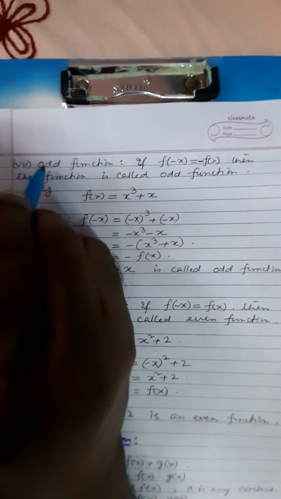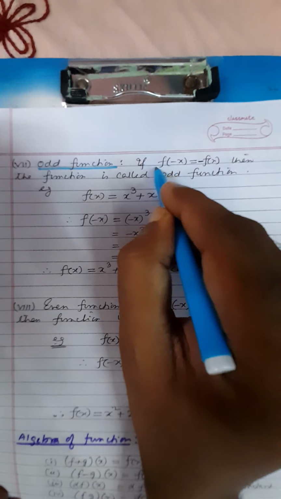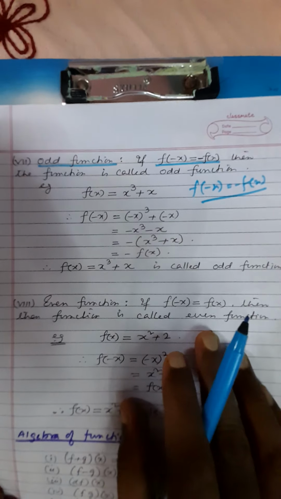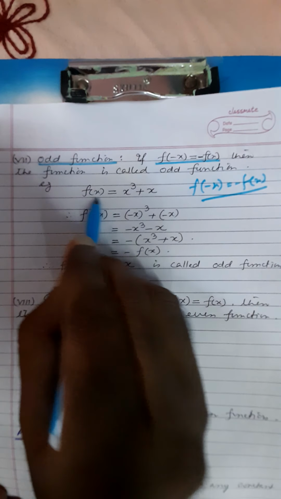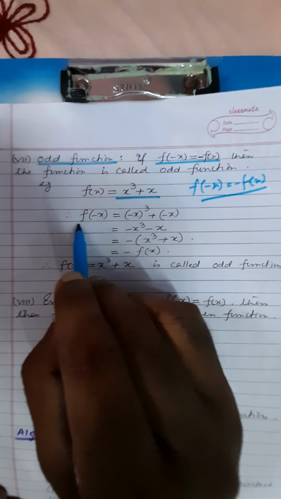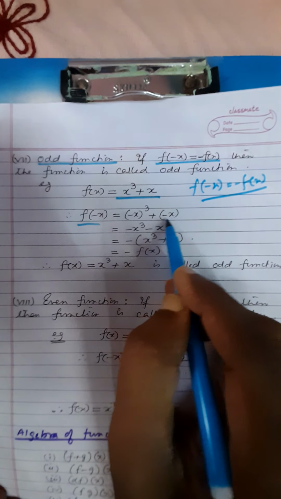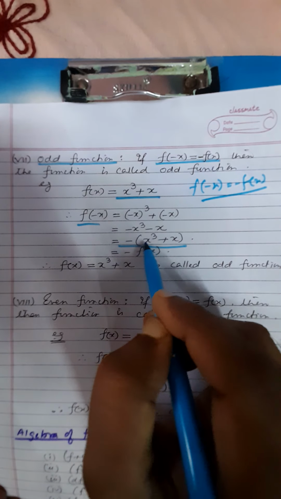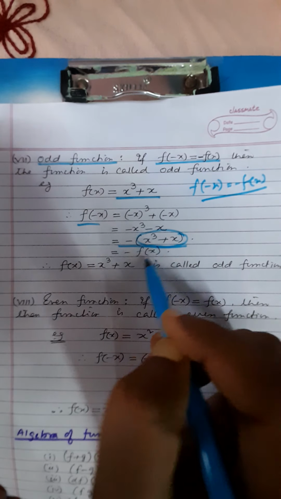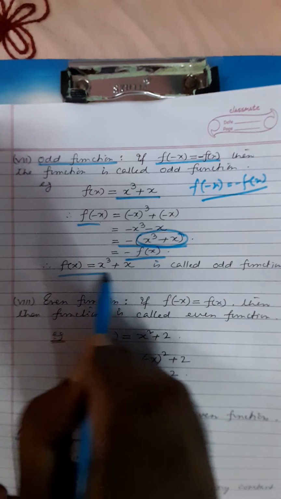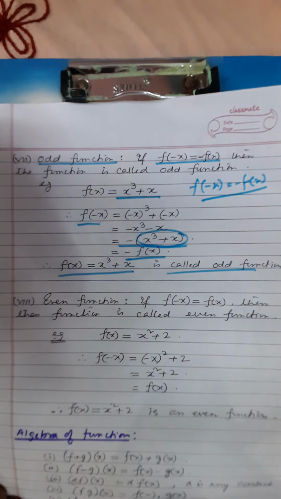Next, odd function. What is an odd function? If f of minus x is equal to minus f(x), then that function is called an odd function. For example, f(x) = x cube plus x. If we replace x by minus x, f of minus x is minus x whole cube plus minus x, so minus x cube minus x. If we take minus common, it is x cube plus x, which is nothing but f(x) again. So f of minus x is equal to minus f(x). So f(x) = x cube plus x is called an odd function.